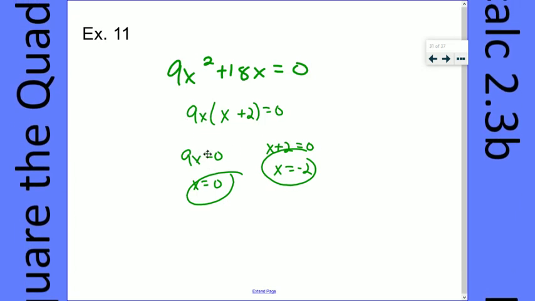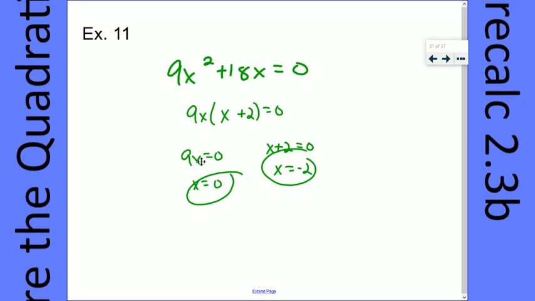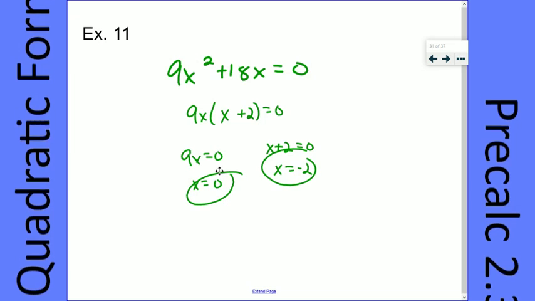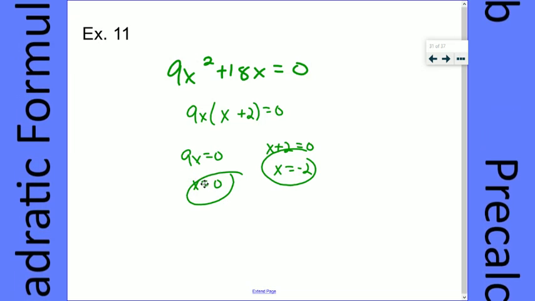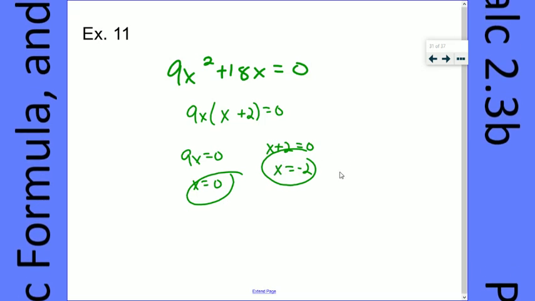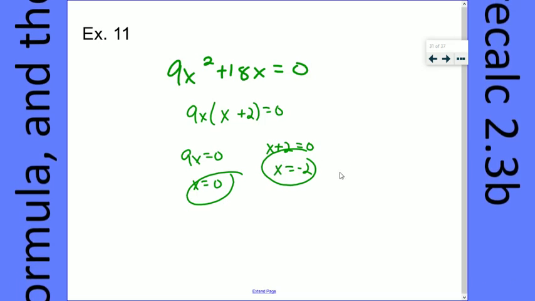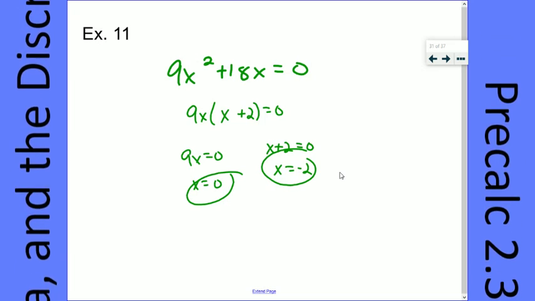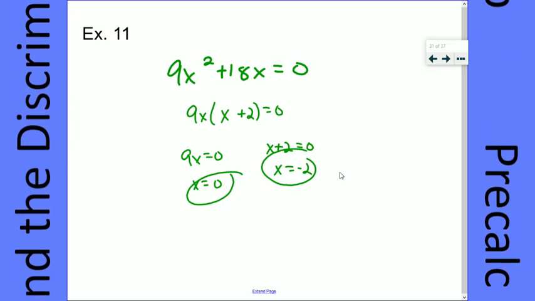So I set 9x equal to 0. Could have just set x equal to 0, but I just took the whole 9x and then divided both sides by 9. 0 divided by 9 is still going to be 0. So x equals 0. Over here, x plus 2 equals 0, or x equals negative 2. Again, however you decided to solve that is up to you. Feel free to solve this by any means that you determine is necessary.